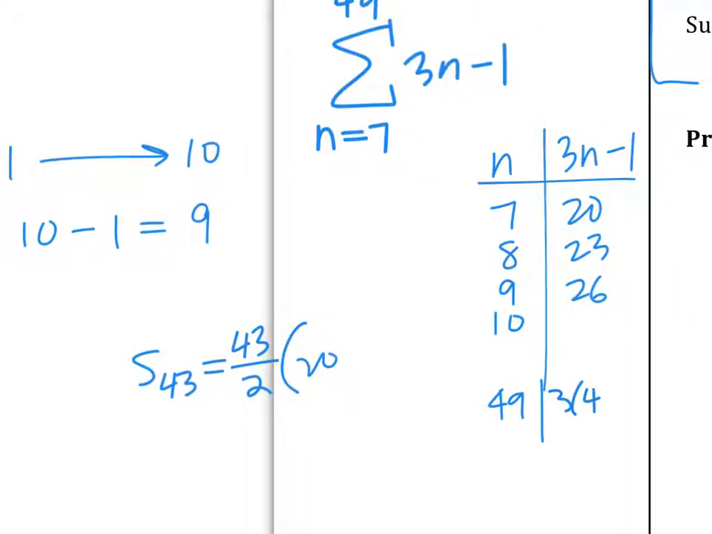3 times 49 minus 1, which is 146. Okay, so I am adding up 43 numbers. The numbers go from term number 7 to term 49. Does that make sense? So this is how you use the formula. You do not just put in A1, whatever A1 is. That just means the first number of your series. Okay, so very tricky, but just be careful on this.